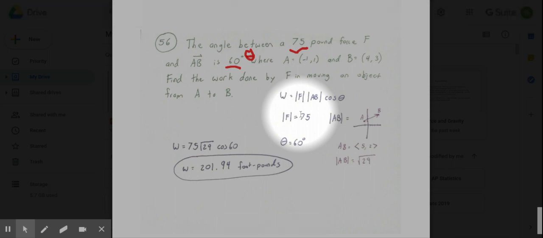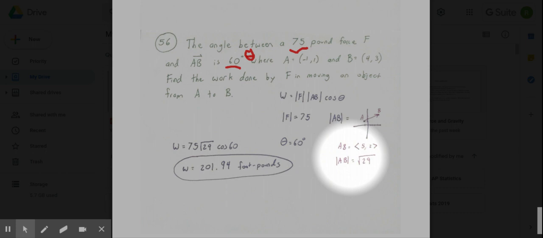So already we have the magnitude of the force and theta, and all we need to do now is find the magnitude of AB. The magnitude of AB can be found by finding the actual vector that goes from A, -1, 1, to B, 4, 3. If I do a little sketch of this, or if you do, you could find out that that vector is 5, 2. The magnitude of vector 5, 2 is square root of 29.